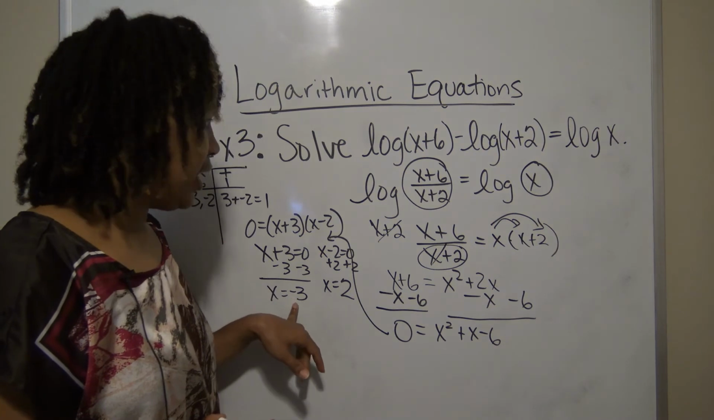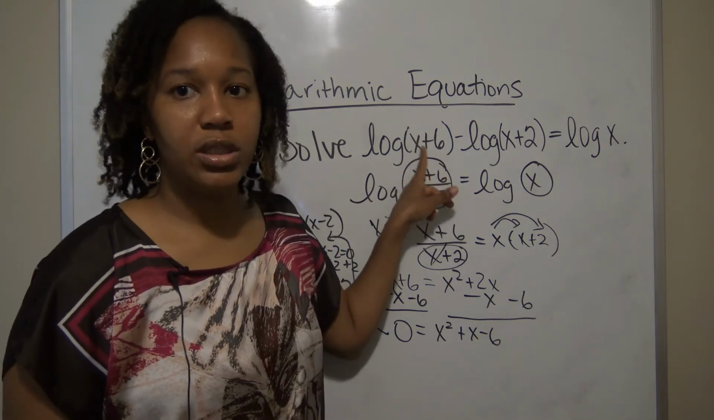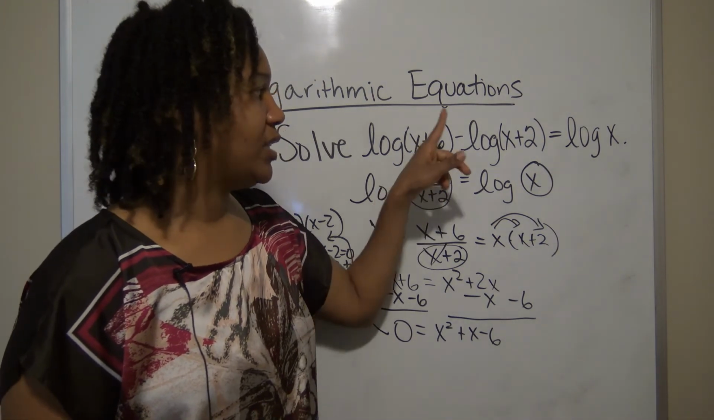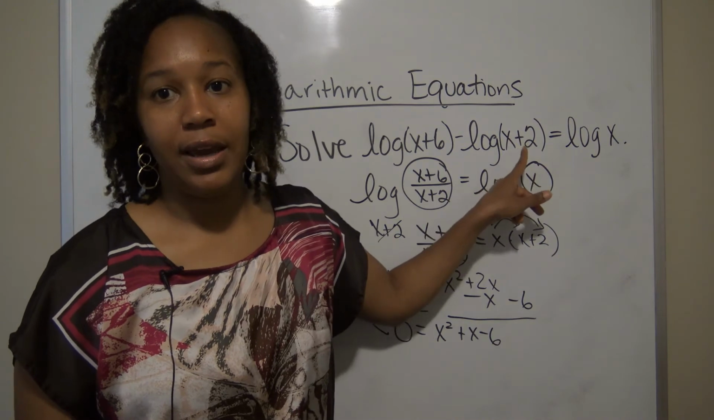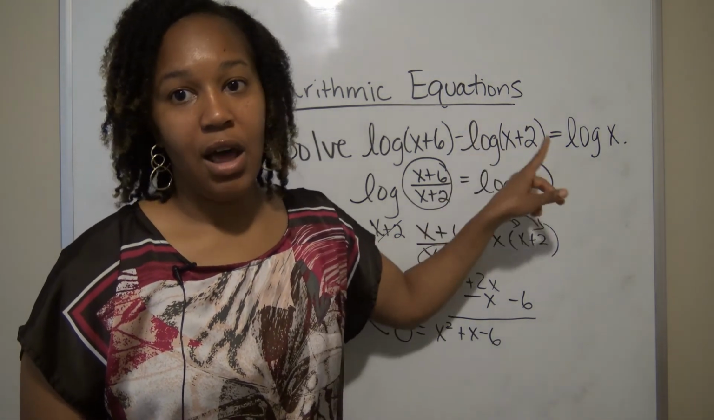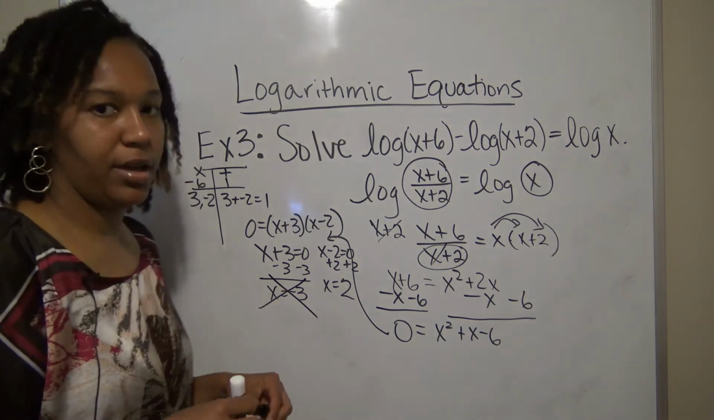So when I take -3 and I plug it in here, I get -3 plus 6, which is a +3. When I take -3 and plug it in here, I get -3 plus 2, which is a -1. And you cannot take log of -1. That means I have to rule out this answer of -3.